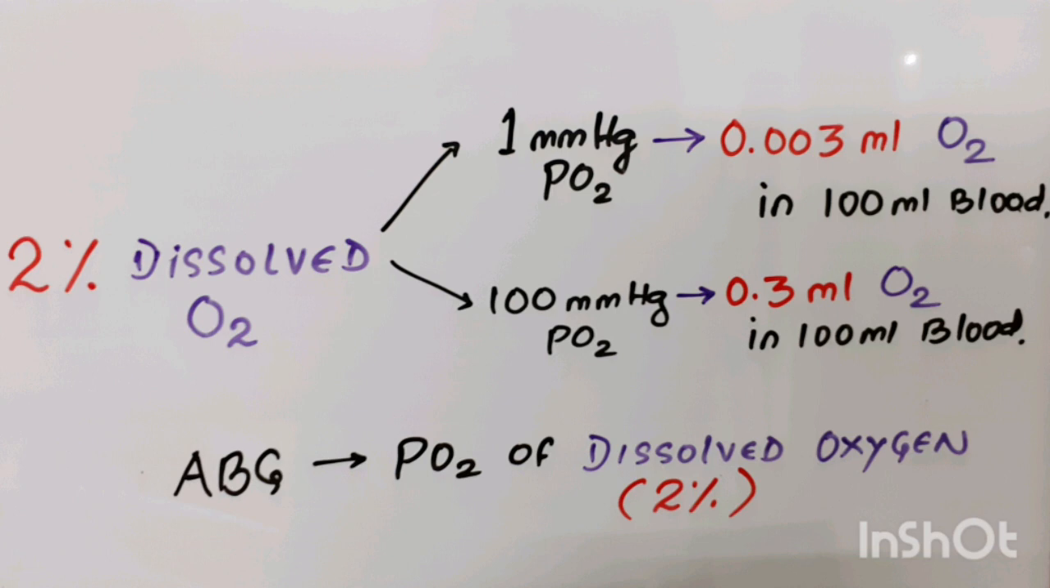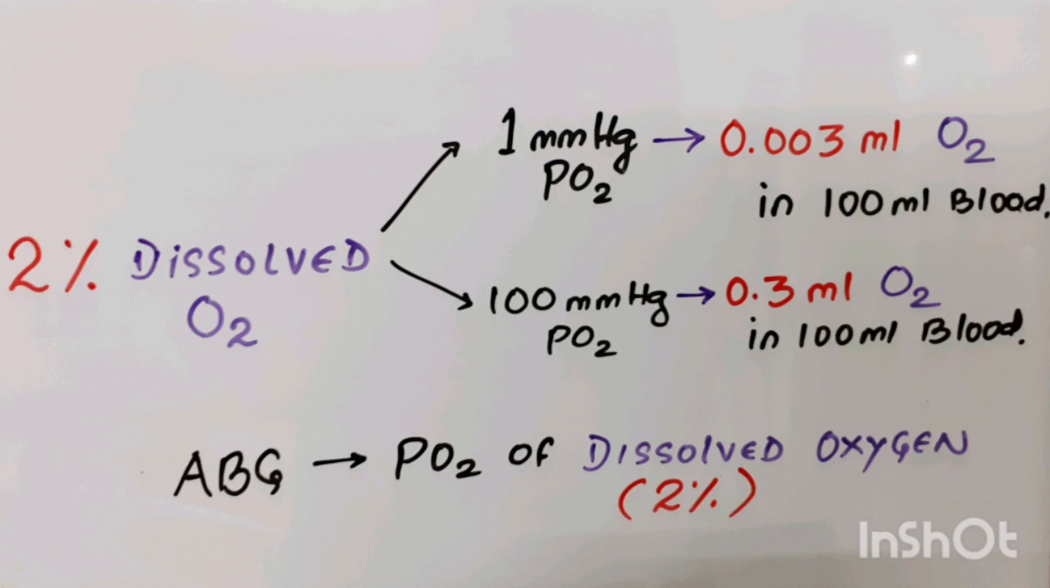Another important fact is that it is actually the partial pressure of oxygen in the dissolved form that is measured in blood gas analysis like ABG, the arterial blood gas, or VBG as the case may be, not the 98% bound to hemoglobin.